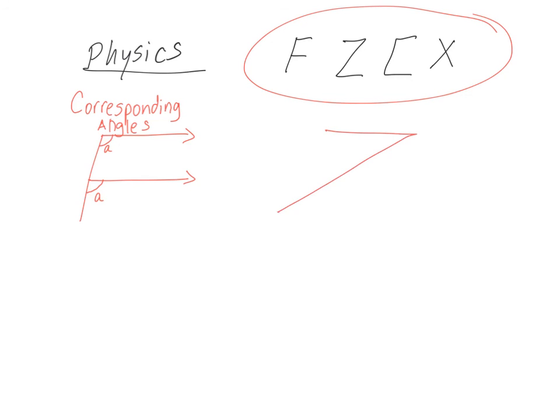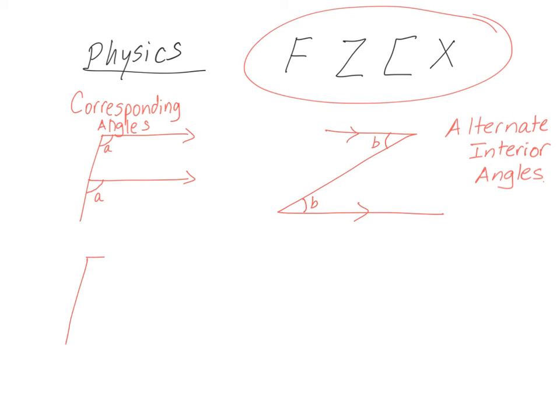Then Z. These are called alternate angles. Some books might show it as alternate interior angles, but when you see the word alternate, that's what you want to go for. So alternate angles. They form a Z. Again, this angle, maybe use another letter for it, B, B. Then you have C. These are called interior angles.